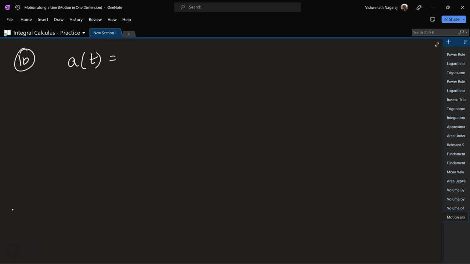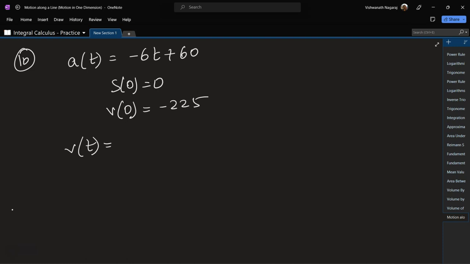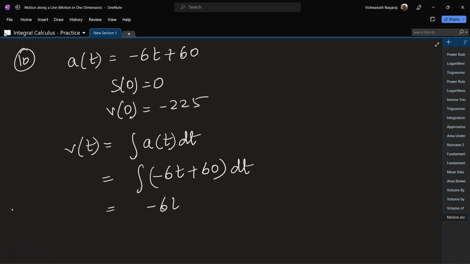A of t is equal to minus 6t plus 60. S of 0 is equal to 0. V of 0 is equal to minus 225. V of t is equal to the integral of A of t dt, which is equal to the integral of minus 6t plus 60 dt, which is equal to minus 6t square by 2 plus 60t plus C1.